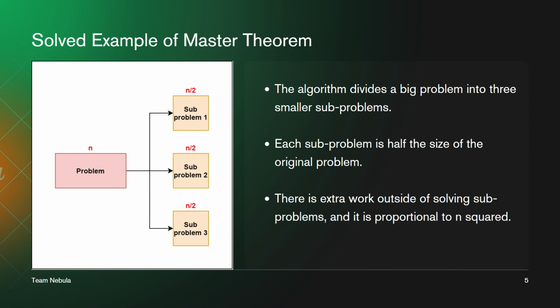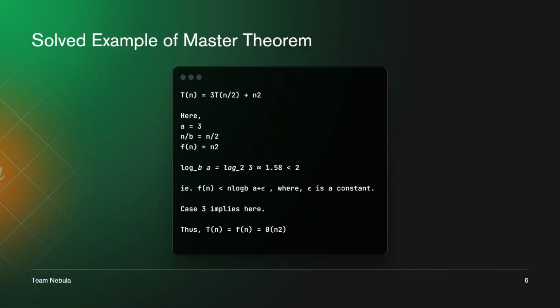Let's dive into a solved example of the master theorem to see how it actually works. Imagine you have an algorithm that breaks a big problem into 3 smaller subproblems, and each of those subproblems is half of the size of the original problem. Also, the extra work you do outside of solving those subproblems is proportional to n squared.